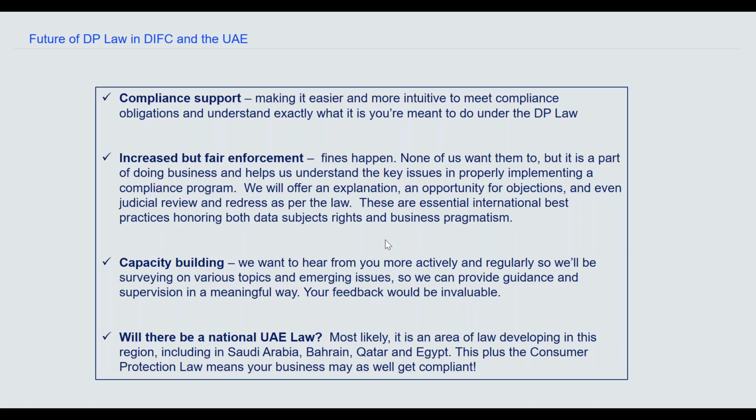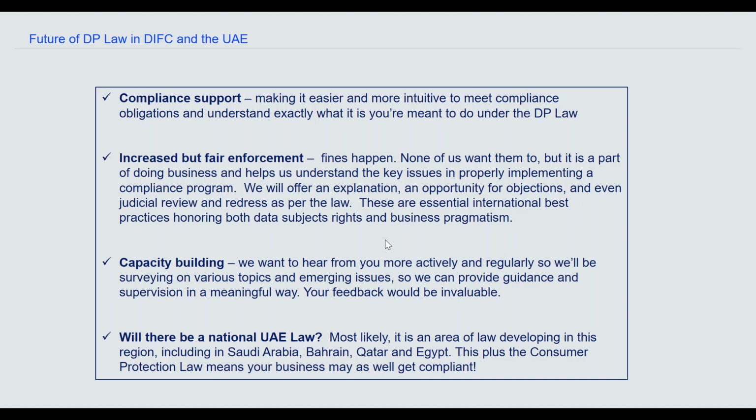Capacity building: we'll be sending some surveys and information sharing and feedback. We welcome feedback so that we can stretch our legs as a regulator and become more active, supportive and helpful, and we can provide the guidance that makes sense to you, not just what we think is important. So your feedback is invaluable.